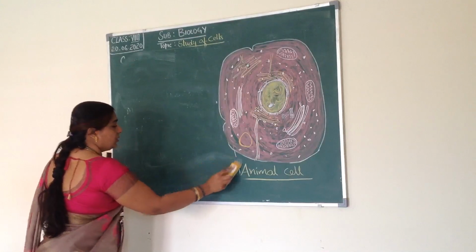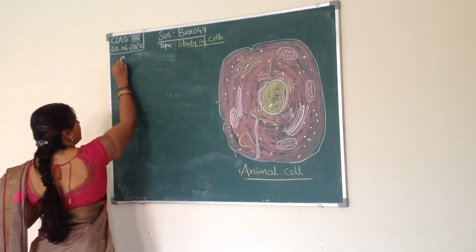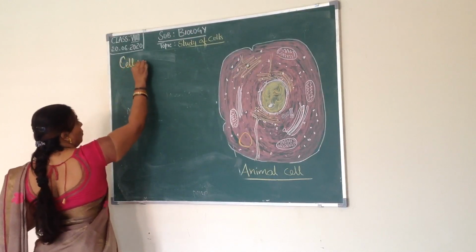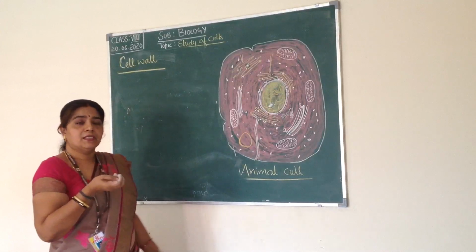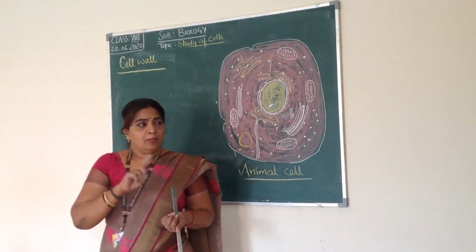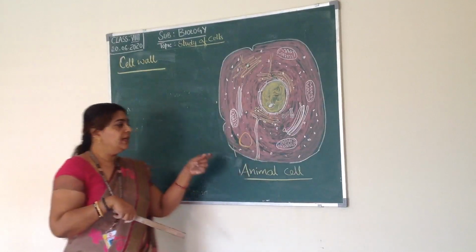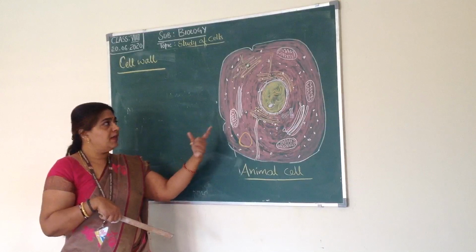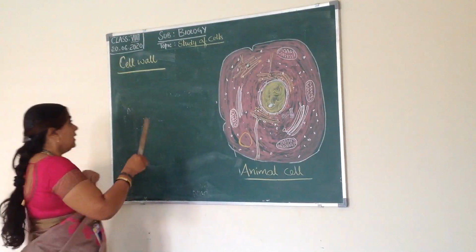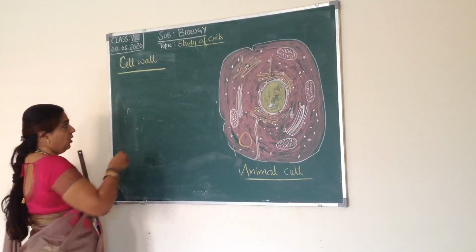Before going to cytoplasm, let me discuss the cell wall. Whether it is a plant cell or an animal cell, both will have a cell membrane. The plant cell will have a cell membrane, and the animal cell also will have a cell membrane, cytoplasm and nucleus. But a plant cell, in addition to the cell membrane, has a cell wall.